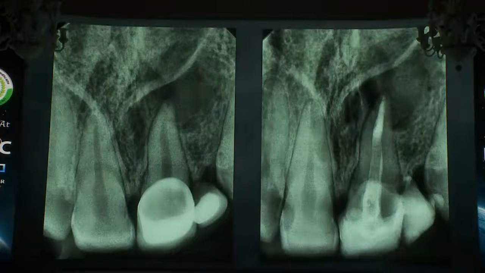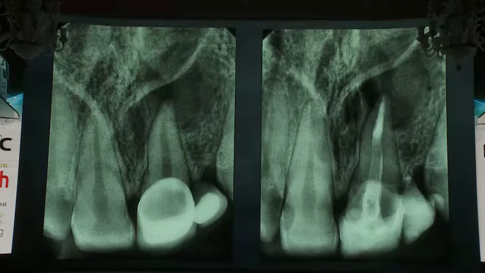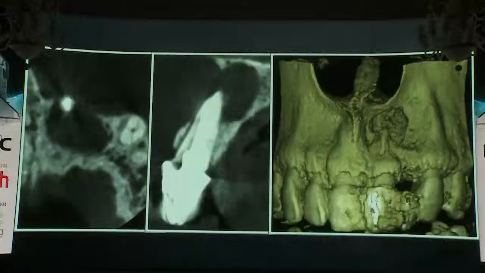Actually, this is a preoperative case. This is after non-surgical root canal treatment, but after about 3 weeks or 1 month, the patient came back again with swelling and pain. So I made a decision to start surgical intervention, 2 weeks after incision and drainage, to remove pus and so on. This is after I did root canal treatment.